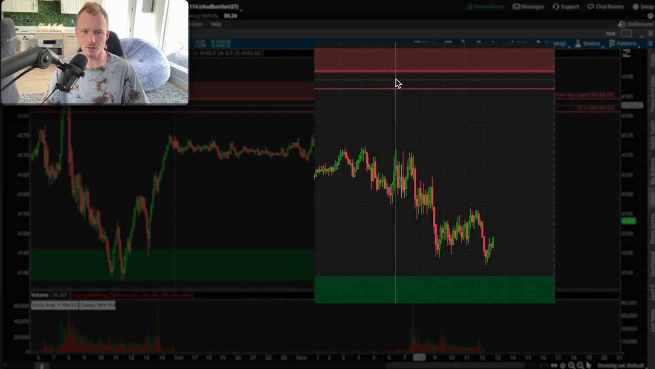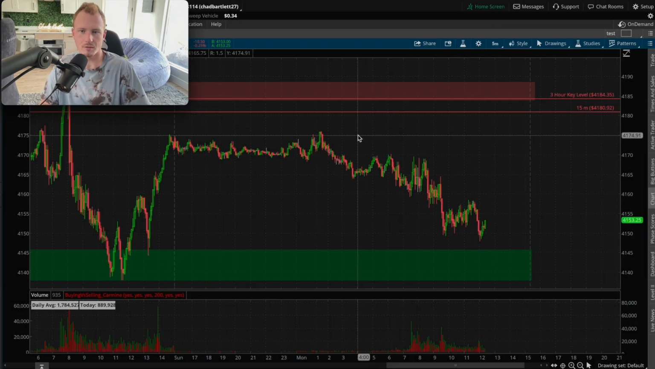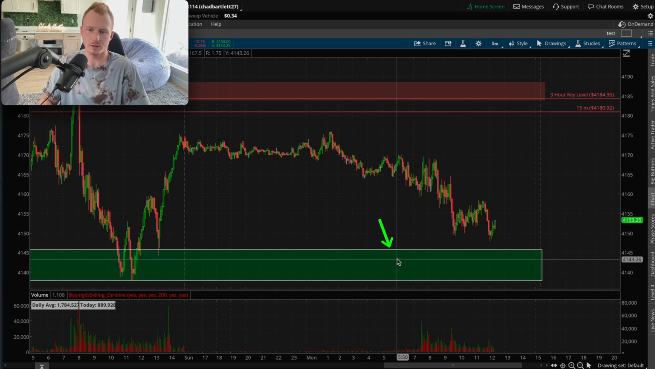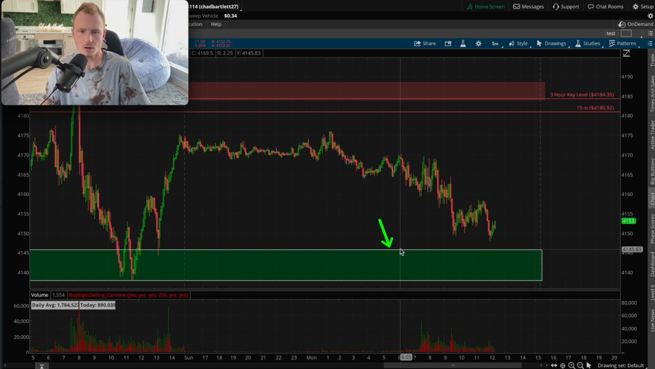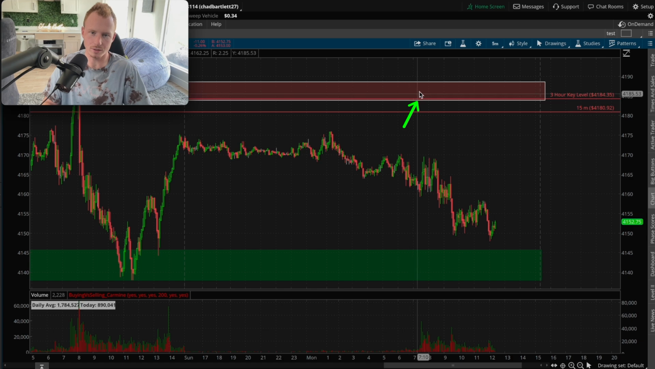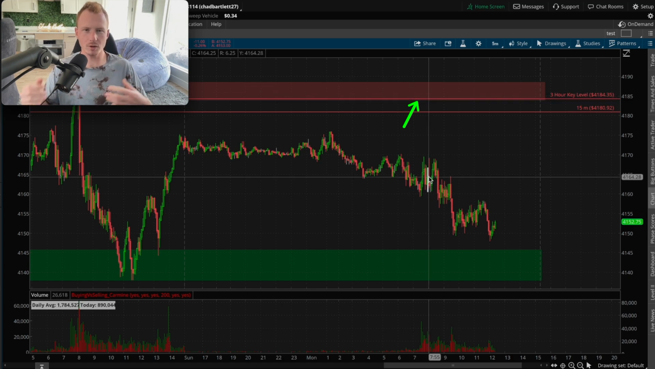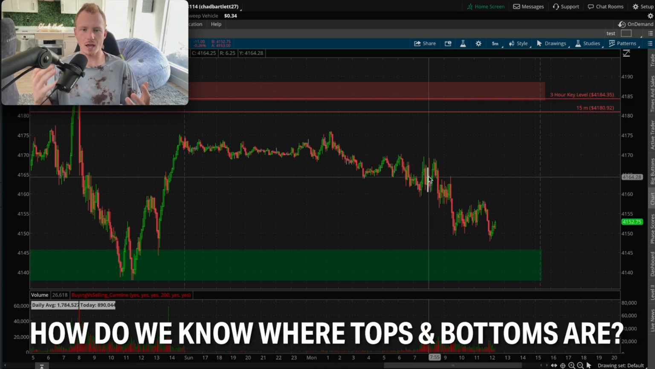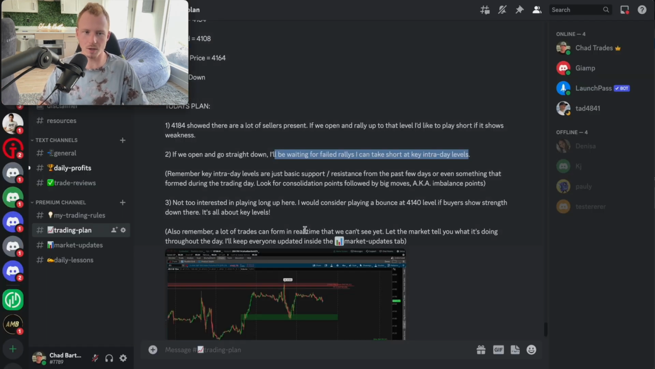So what I had to do, since we weren't at any key levels, right? The key level was this 4146 to go long, and the other key level was this red box up here. What I want to talk about today is how do we actually know where the tops and bottoms are when we're in the middle of the range, when we're not at any key levels? And that was my plan today. If we open up and go straight down, which we kind of did, I'll be waiting for failed rallies I can take short at key intraday levels.